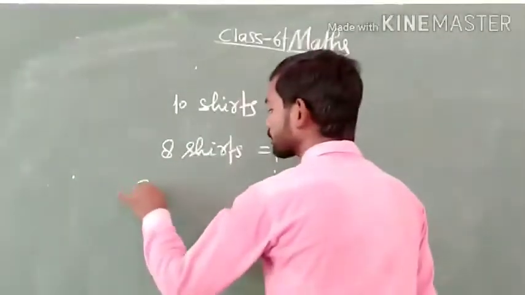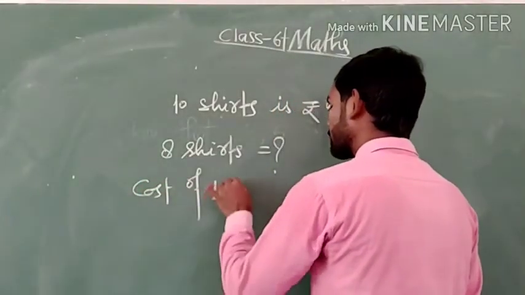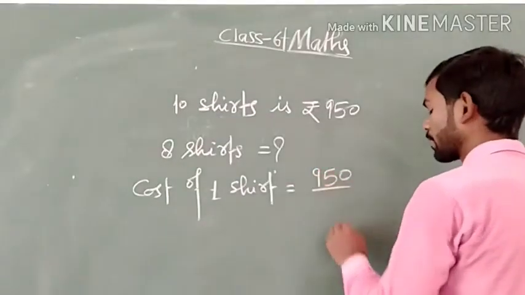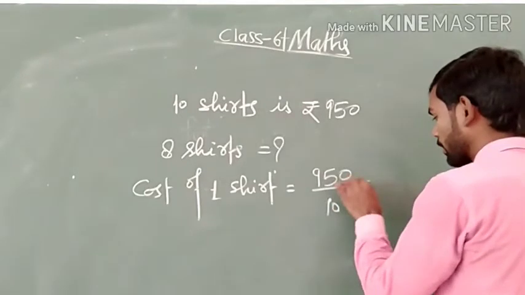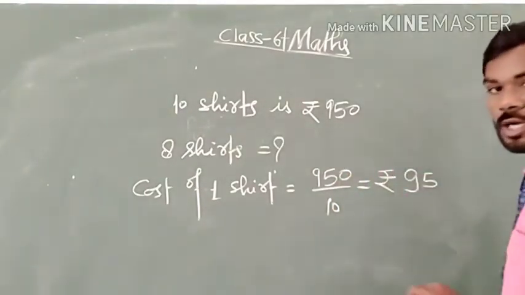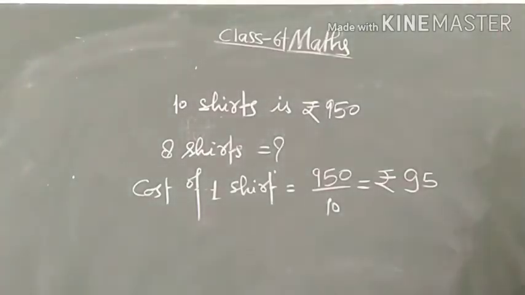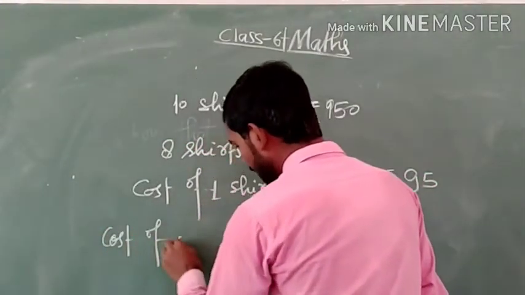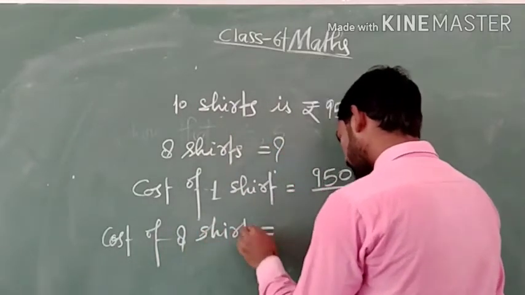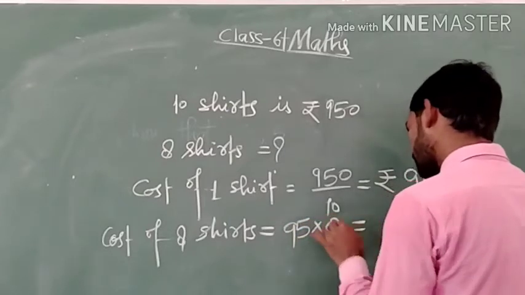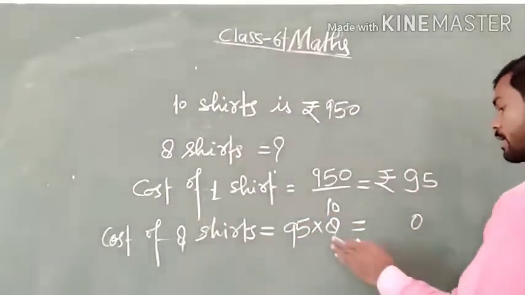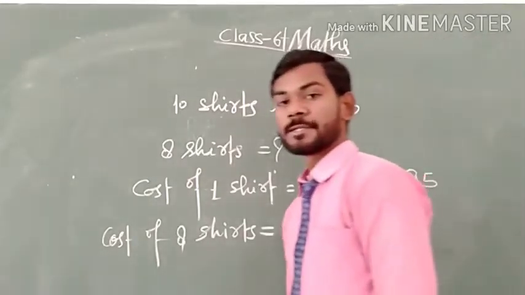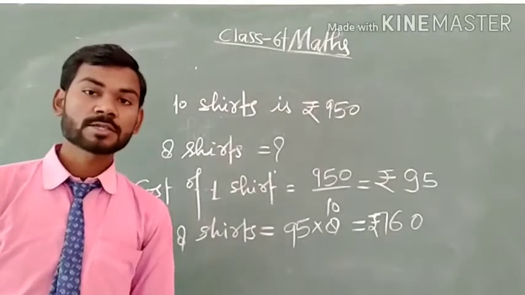So here we write, cost of 1 shirt is equal to 950 divided by 10, and after solving we get 95. So 95 is the cost of 1 shirt. Therefore, the cost of 8 shirts is equal to 95 multiplied by 8. So here we get 8 5s are 40 and 8 9s are 72, that is 760. Therefore 760 is the cost of 8 shirts.